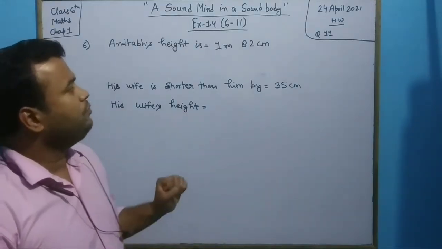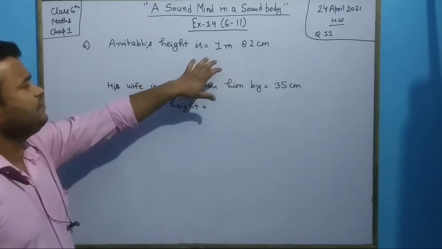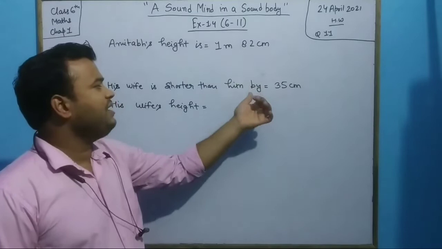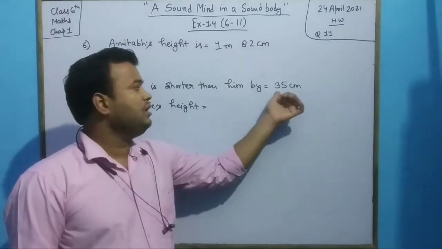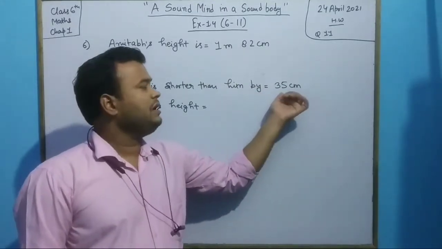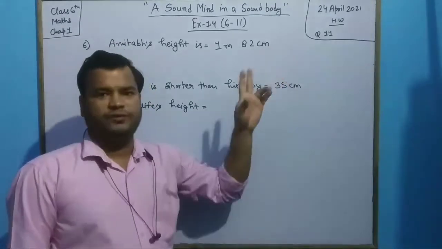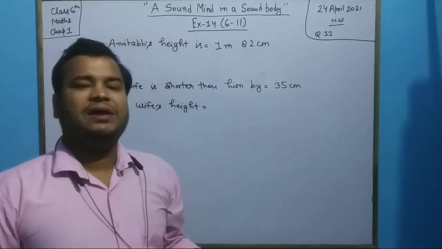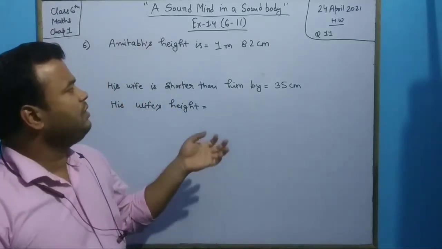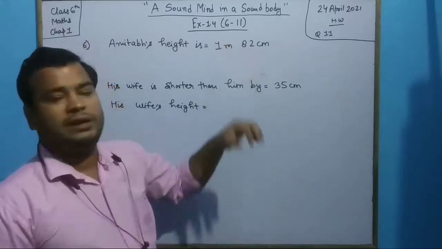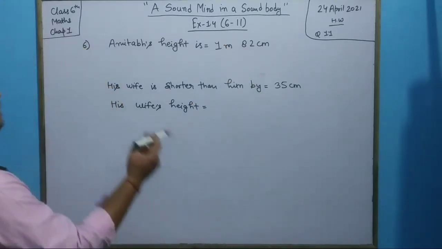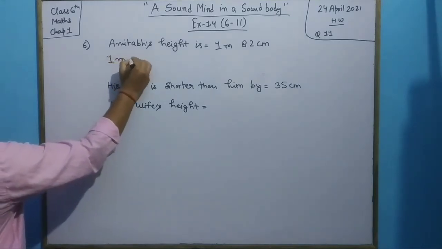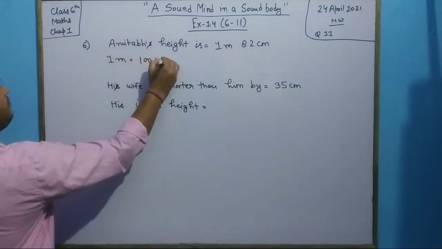Let us see here that Amitabh's height is given in 1 meter 82 centimeter, whereas his wife's height, which is shorter, is given in centimeter. There are two different units, one is meter and another is centimeter. As I told you, and you also know it very well, 1 meter is equal to 100 centimeter. Now I will write this over here: 1 meter is equal to 100 centimeter.